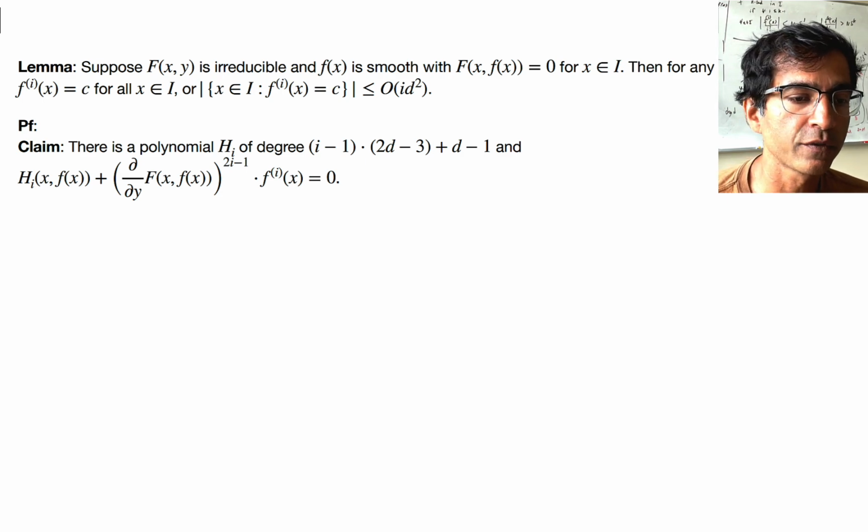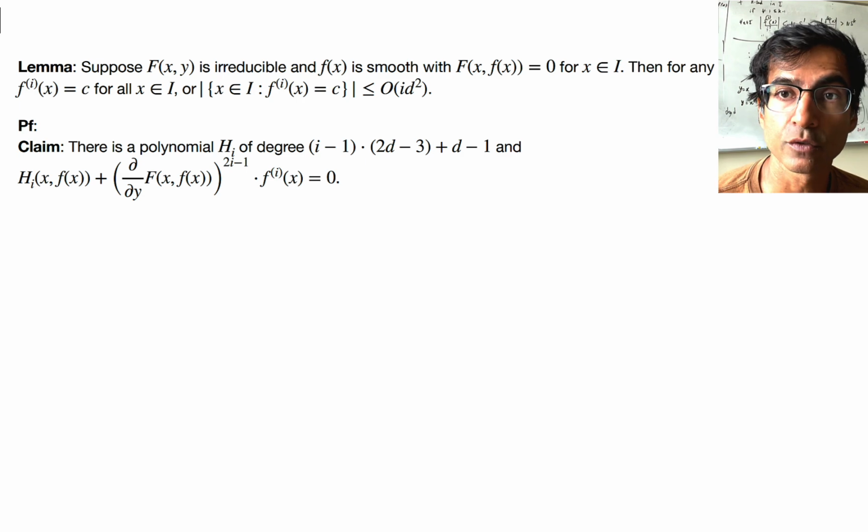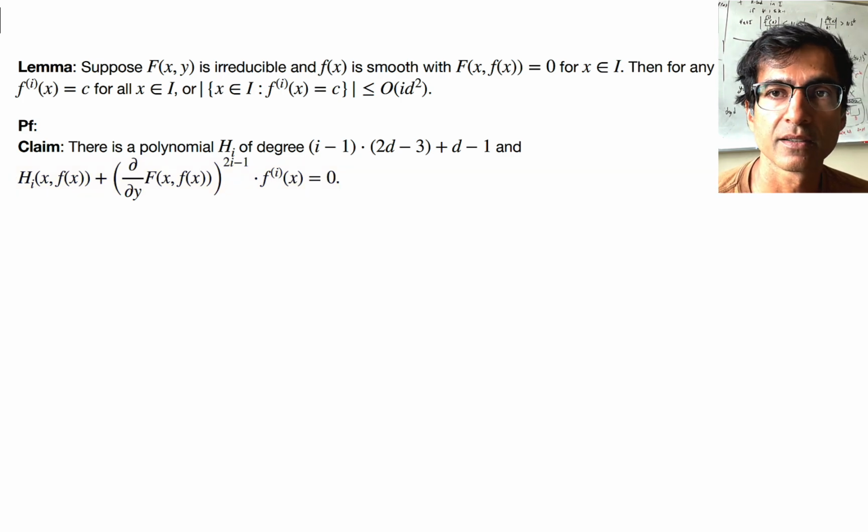The key claim in the proof is that there's actually a polynomial h_i in two variables of degree roughly i times d. Its degree will be this expression, satisfying this identity: h_i(x, f(x)) plus the y-th partial derivative of f evaluated at (x, f(x)) to the power 2i minus 1 times f_i(x) is equal to 0.